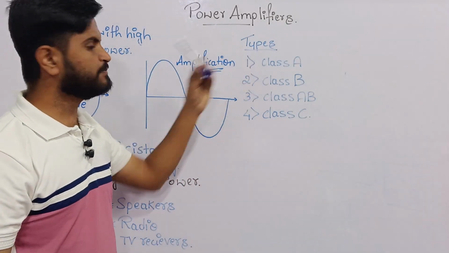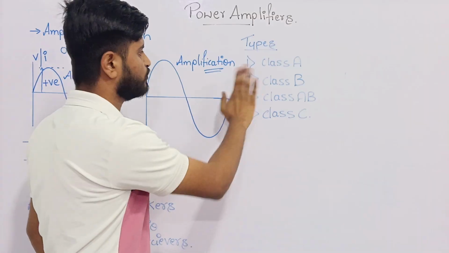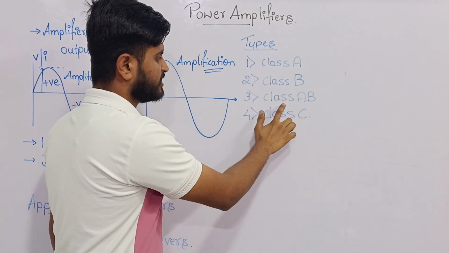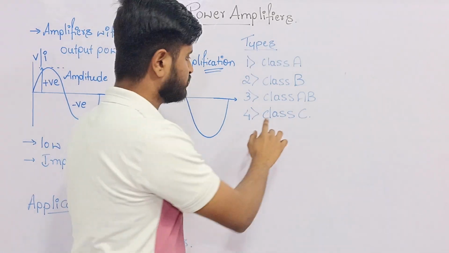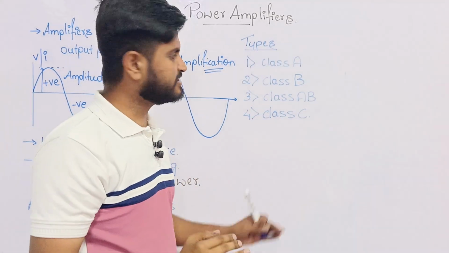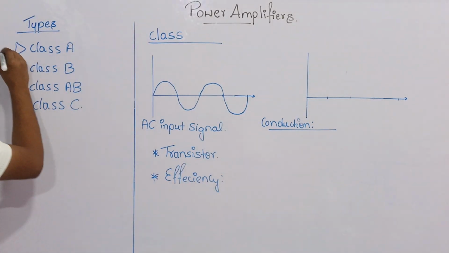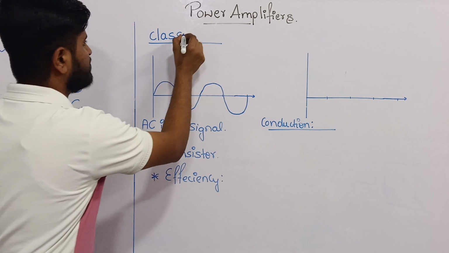So if we see the types of the power amplifiers, we have four types. First one is class A, second is class B, third one is class AB, and fourth one is class C. Now let's discuss all four of them separately. Now the first one is class A power amplifiers.